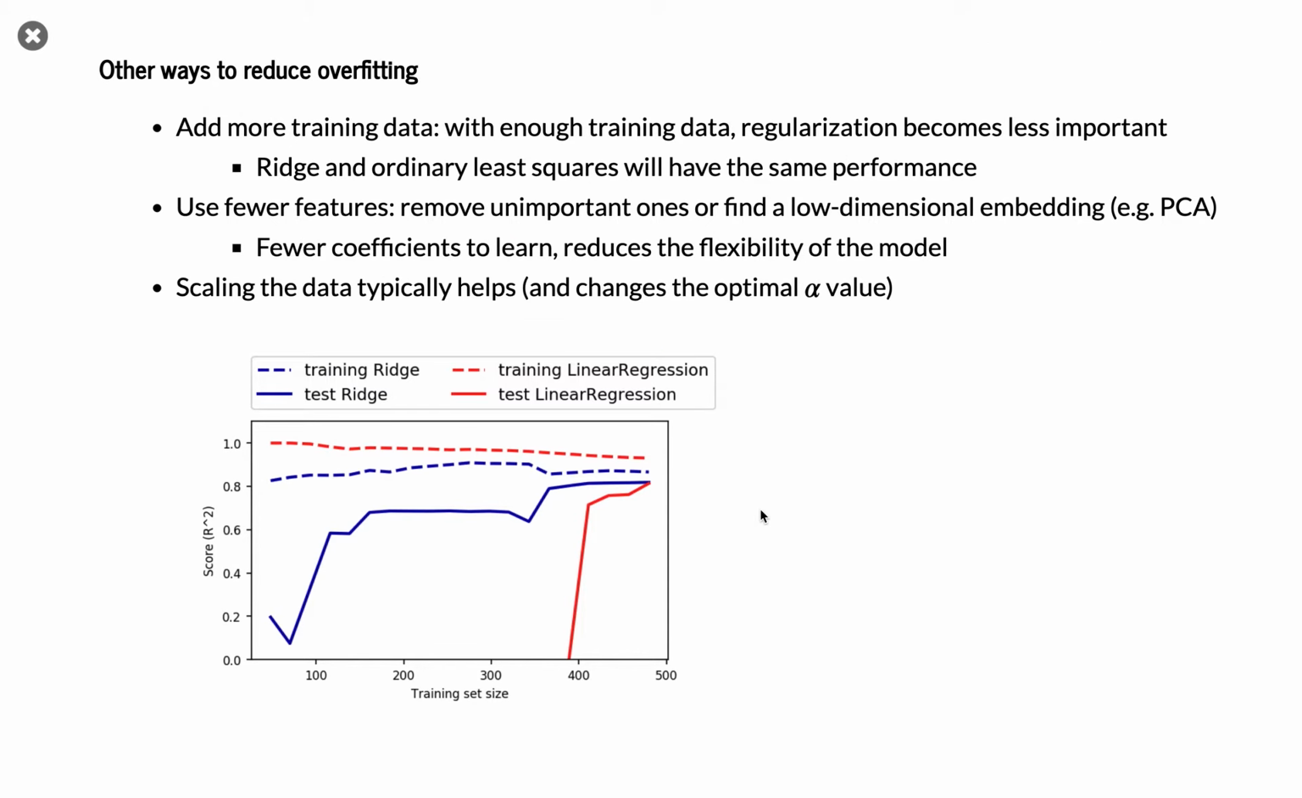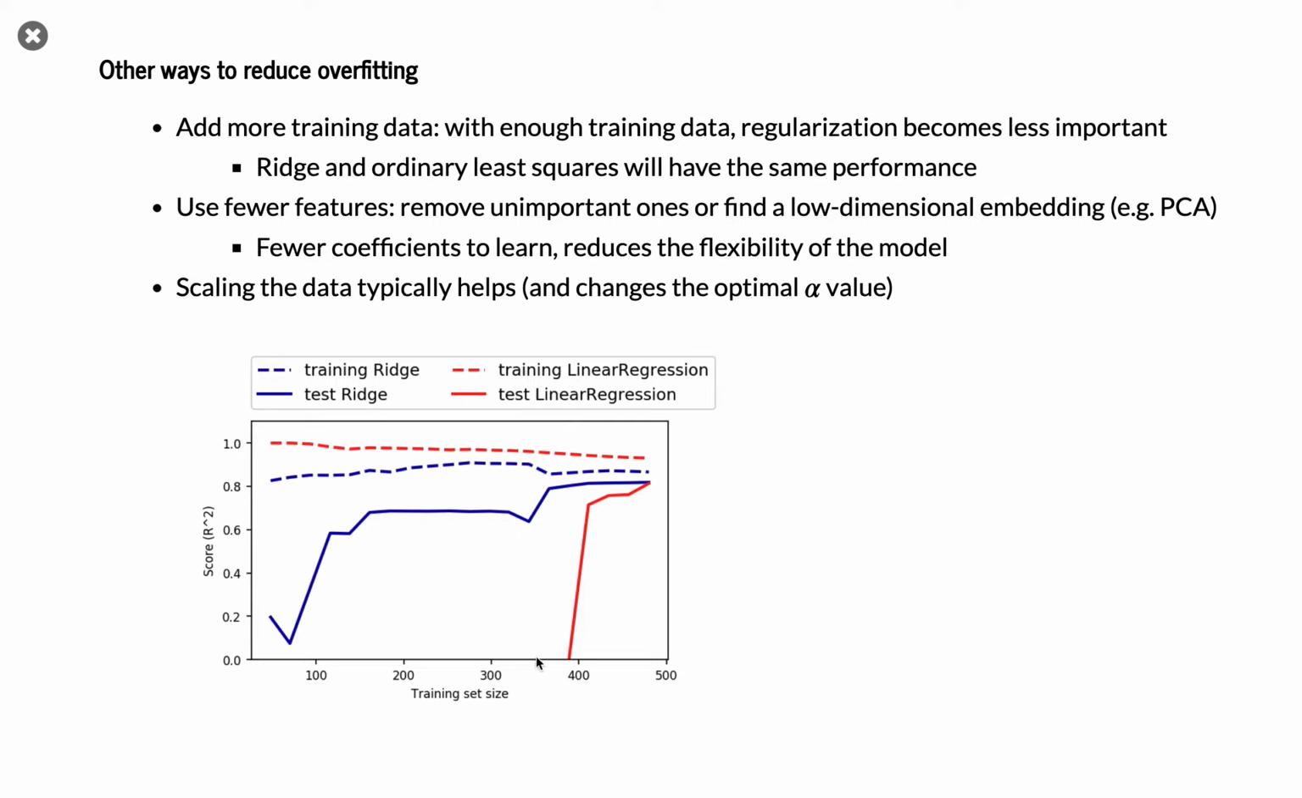Now, I would preface it by saying that next to alpha, there are other ways that you can reduce overfitting. One thing you can do is just add more training data. Right? If you have a lot of data, then the model is less likely to overfit, and regularization becomes less important. So in this case, we have two algorithms. We have Ridge, which is a blue line, and linear regression, which is a red line. So we see that if the data set is small, Ridge does a reasonably good job. Linear regression is completely overfitting.